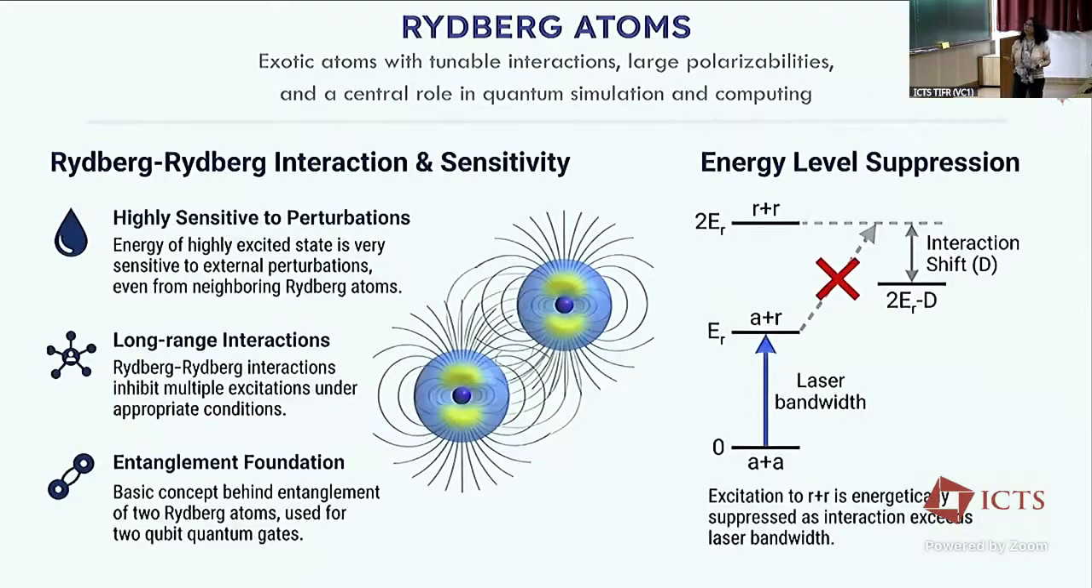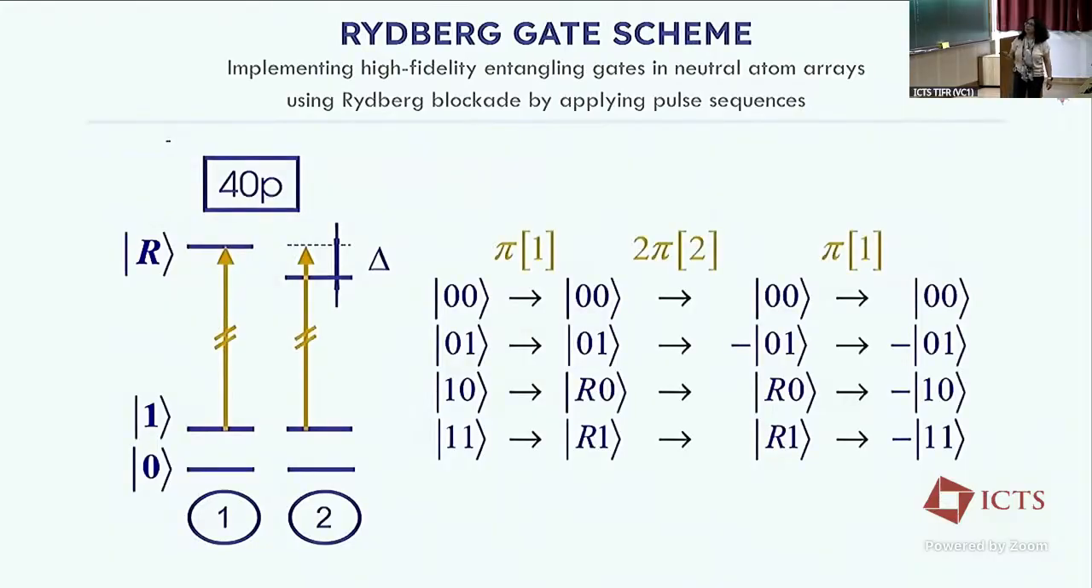Okay, so probably I don't need to talk about why Rydberg atoms are special. They are exotic atoms, they have tunable interactions and large polarizabilities, and play an important role in quantum computation. They are very sensitive; Rydberg interactions inhibit multiple excitations under appropriate conditions, which is the basic concept behind the entanglement required to produce a 2-qubit gate. This is a Rydberg gate scheme. And using these Rydberg interactions, you can produce high fidelity quantum gates if you apply a controlled sequence of pulses on the atoms.